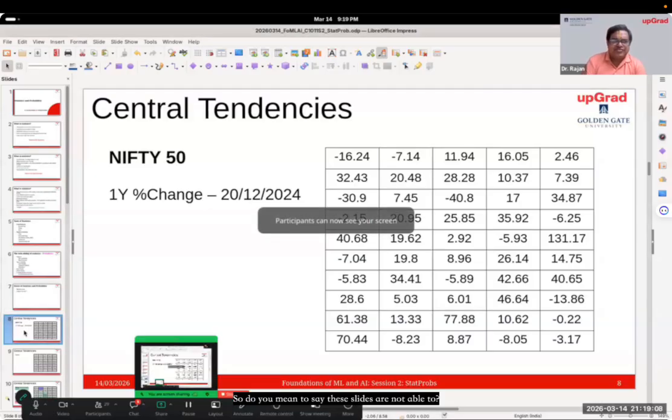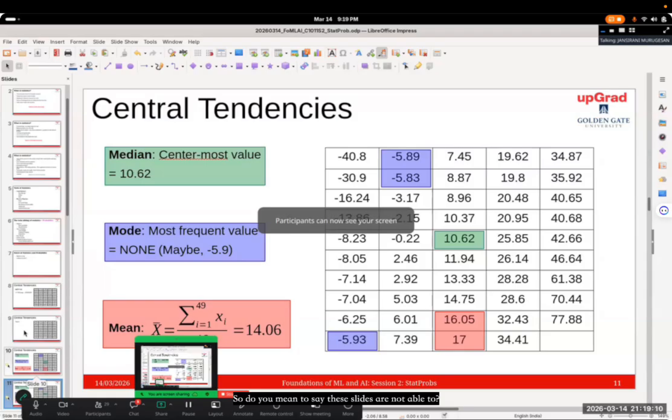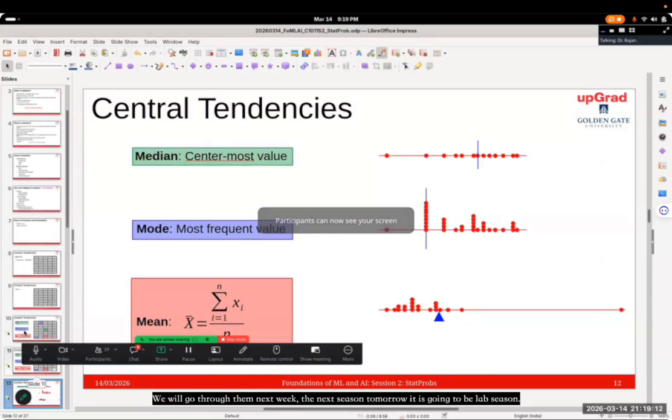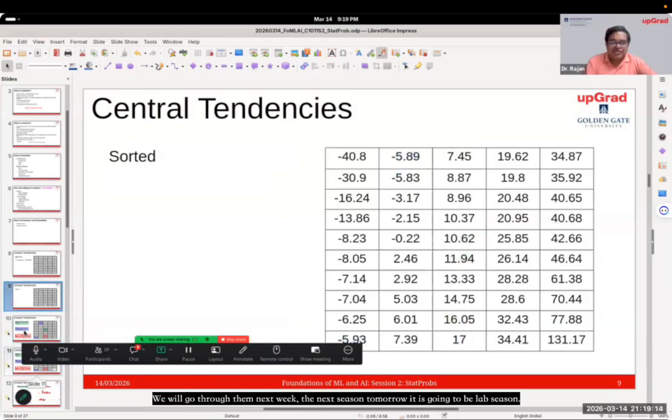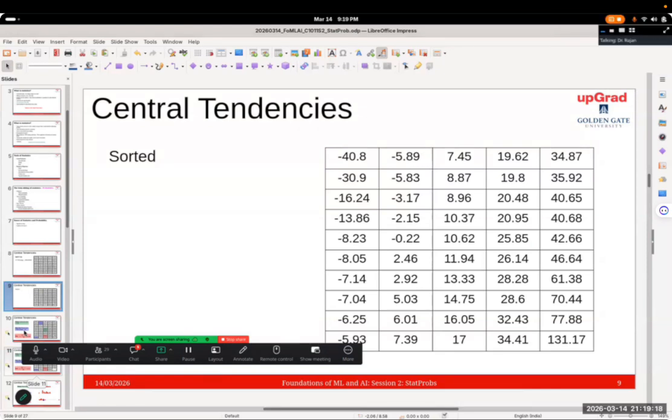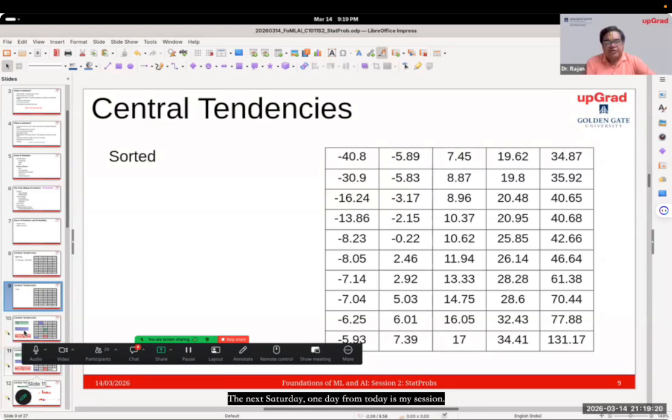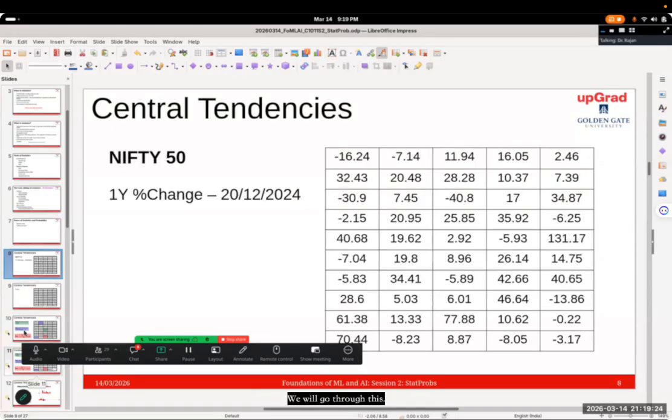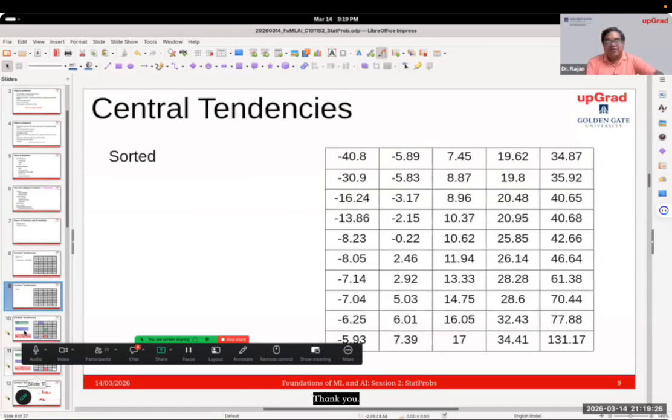Let me share my screen once again. So do you mean to say you're not able to go through these slides? Yes, sir. We will go through them next week. Tomorrow it's going to be a lab session. Next Saturday, one week from today, is my session. We will go through this. I'm not going to skip this. We will go through this.